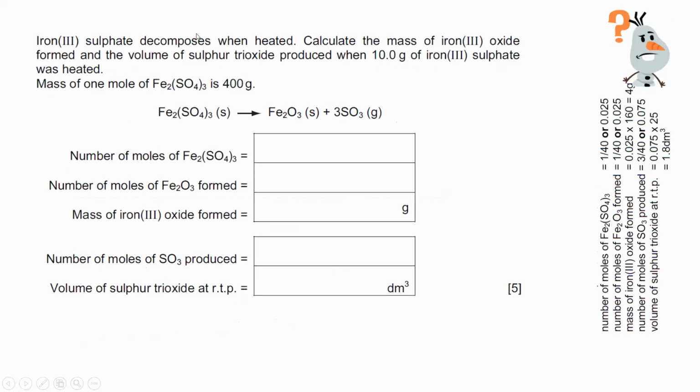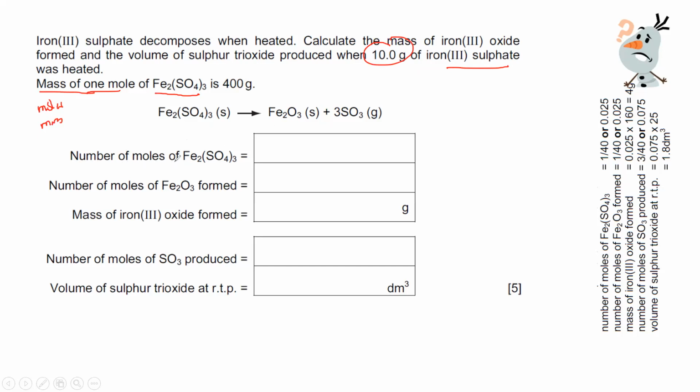Okay, another question. Iron 3 sulfate decomposes when heated. It breaks down when heated. Calculate the mass of iron 3 oxide formed. So we have to find the mass of iron 3 oxide formed, and the volume of sulfur trioxide as well, when 10 gram of iron sulfate is heated. So the mass of iron sulfate is given, 10 gram. And the mass of 1 mole is given. Sometimes they give you the mass of 1 mole, which means the molar mass is also given.